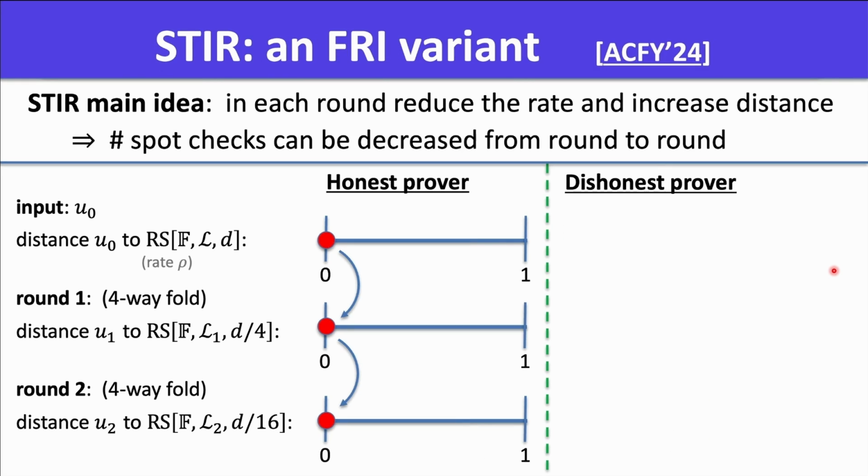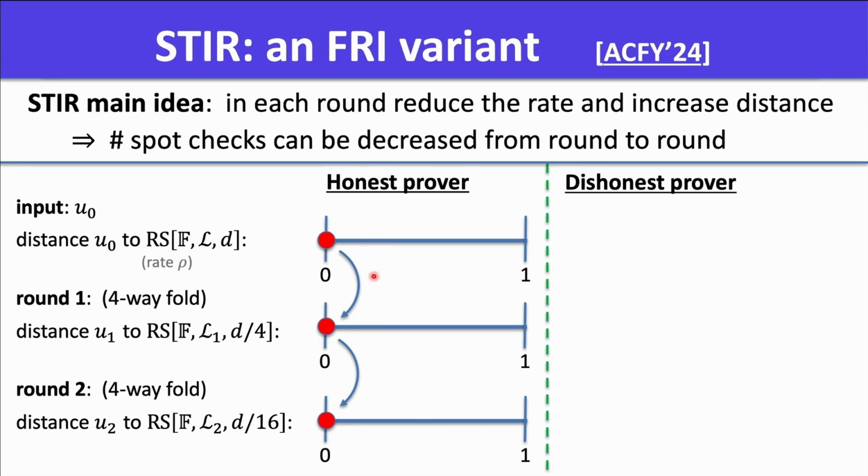Now, the idea behind STEER, which is cute, is this realization that we can reduce the rate of the code at every round and also increase the distance of U0 from the code when the prover is malicious. And because the distance from the code is going to increase from round to round, the number of spot checks from round to round can actually be decreased. And as we decrease the number of spot checks, we also reduce the length of the proof.